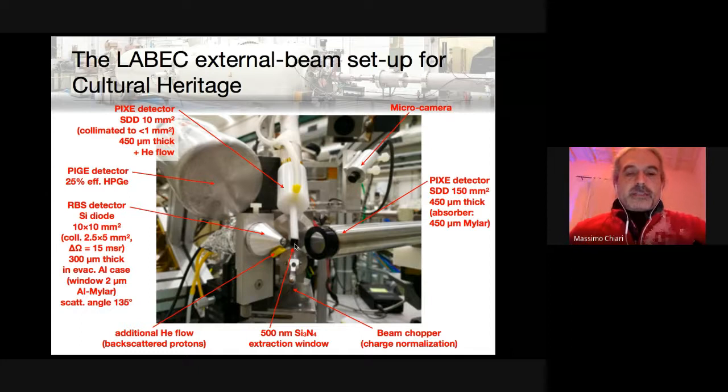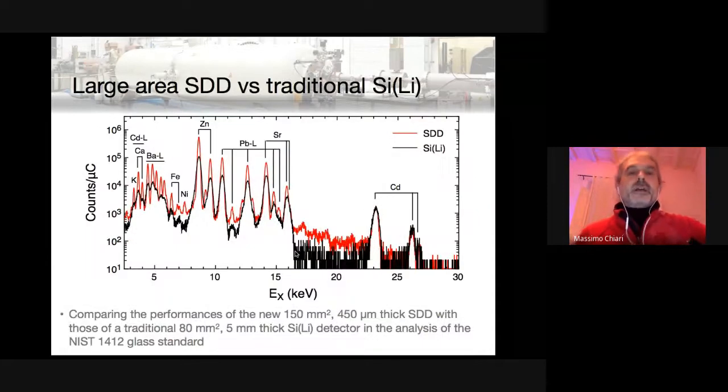In all our external beam setups, the extraction window is a thin silicon nitride window, and there is a different way of normalizing the beam charge, because in this case we cannot use a Faraday cup, because the beam is not passing through the samples, because they are not as thin as an aerosol deposit on a collecting filter. In most cases, the sample is stopping the beam, so we are currently relying on a beam chopper that samples the beam intensity before it hits the sample.